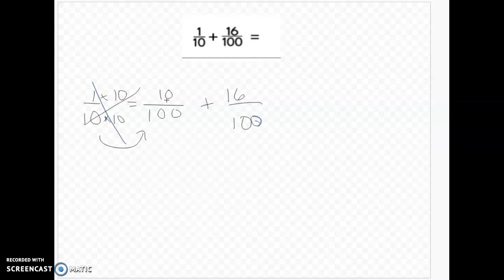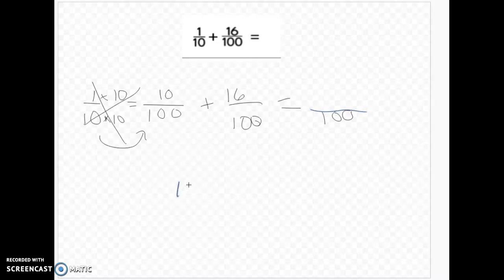So basically we have 10 hundredths plus 16 hundredths. We keep the denominator the same because the size of the piece stays the same. These are pennies. If you're thinking about decimals and what we use decimals for every day, these are pennies. So how many pennies do we have here? 10. And we have 16 here. 10 plus 16. You again should be able to figure that one out in your head.